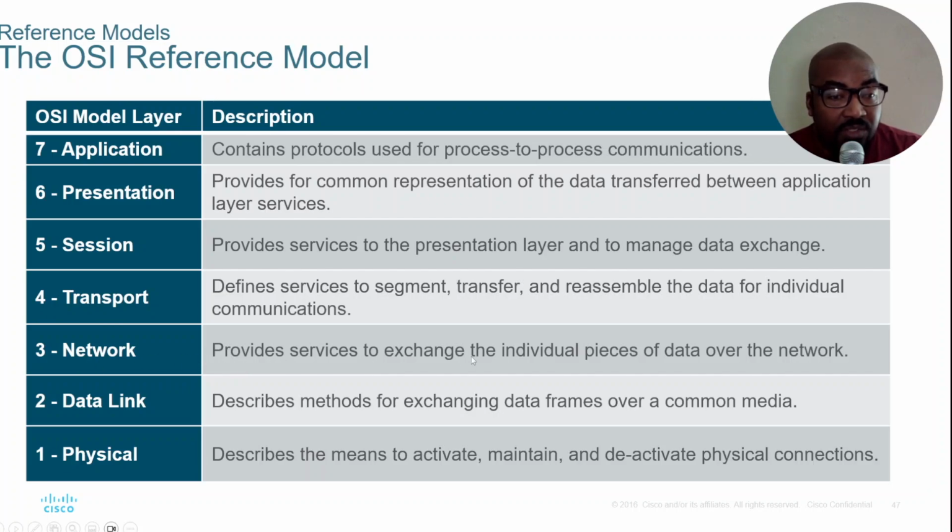Network layer provides exchanges of individual pieces of data over the network. This deals with IP. This is IP information. Transport layer defines services, segment transfer, and reassembles the data for individual communications. The session layer provides services to manage the data exchange. Presentation provides for common representations of data transferred between applications. And then layer 7 contains protocols used for process communications. So right now, folks, you're essentially looking at layer 6 and layer 7 as you look at this screen.